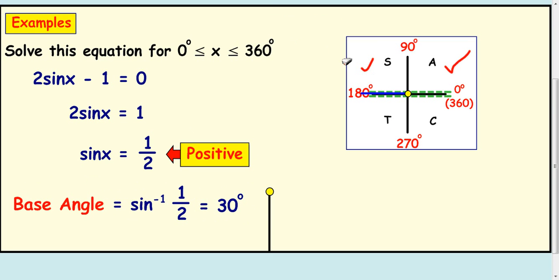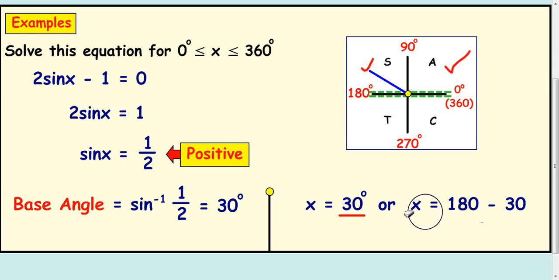And to get the second solution, the graph is symmetrical about 180 degrees, so we go backwards from 180 to get an answer of 150. So two solutions, 30 degrees or 180 take away 30, which is 150.